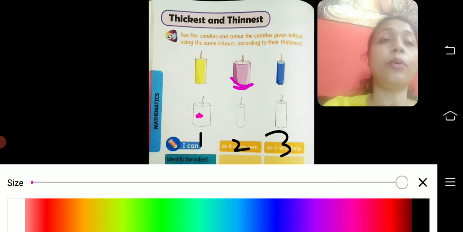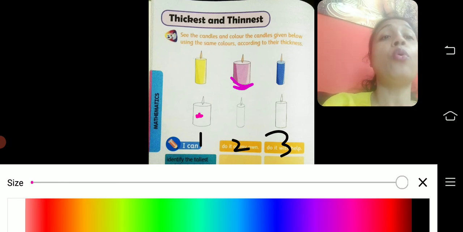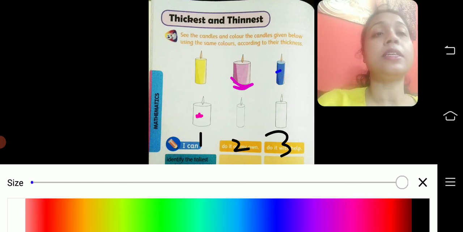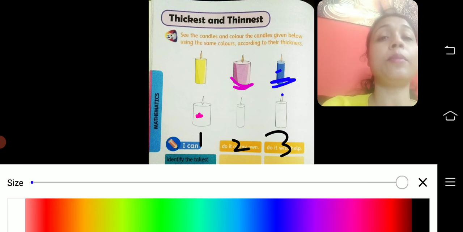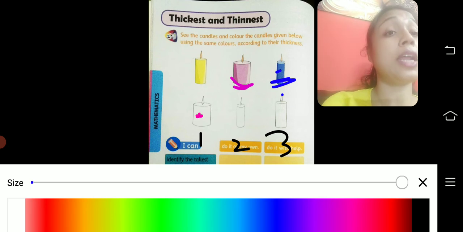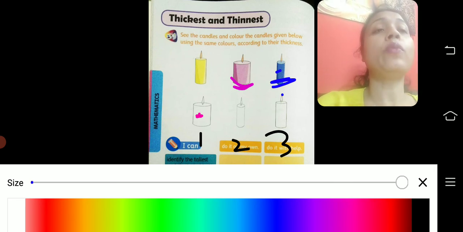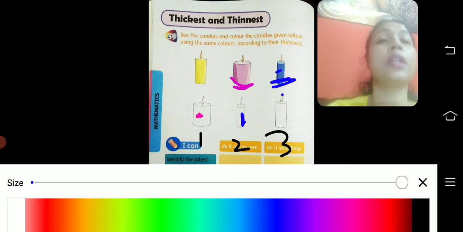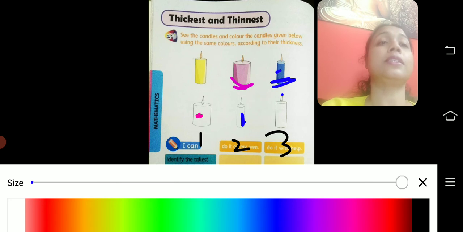Right? Now, among these three candles, the colorful candles are yellow, pink and blue. Who is thinnest? If you see, the blue color candle is thinnest, right? This one is thinnest. Now, in your candles which are not colored, as we have put the numbers, which candle is thinnest? Tell me the number. Yes, number 2. So we will color this one with blue because here the blue candle is thinnest.